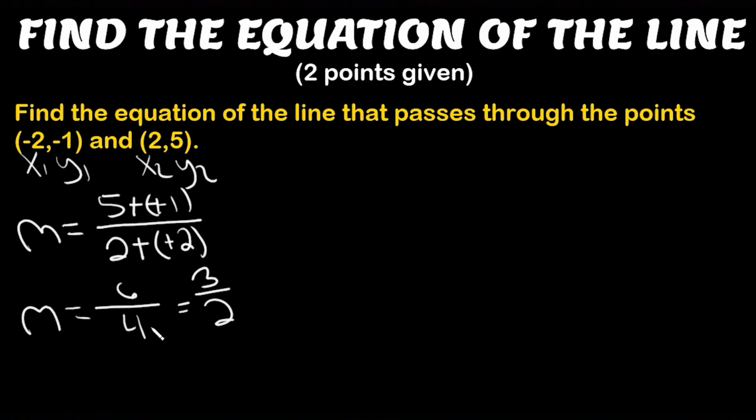And now we're going to go ahead and plug it into slope-intercept form and solve for the y-intercept. Now pick what point you want to use. Now I don't really want to deal with negative numbers here, so I'm not going to pick this one, but I'm going to pick this point right here. Okay?